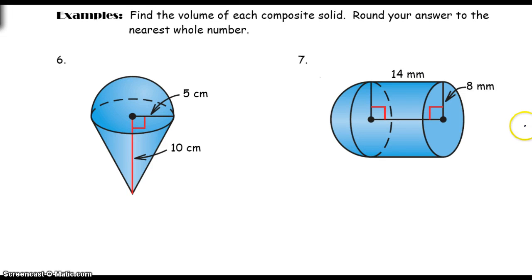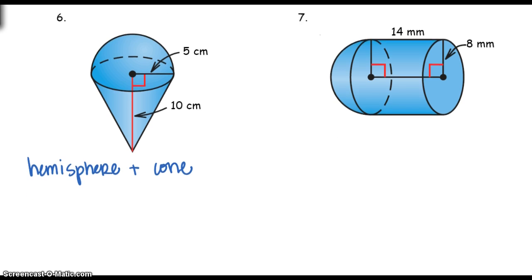So look at 6. I like to call this the snow cone problem. What you should be able to see here for 6 is that there's a hemisphere, and there's also a cone. Okay? And what you're going to have to do is find the volumes of both of those, and add them together. So first let's talk about the hemisphere.